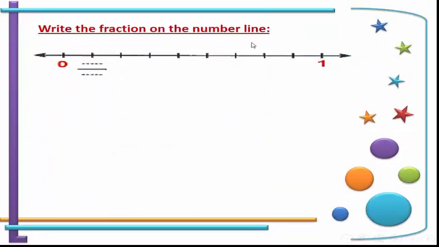Write the fraction on the number line. First, to write any fraction, we will look at the total. How many equal parts do I have? 1, 2, 3, 4, 5, 6, 7, 8, 9. So the total, we write it as the bottom number. So we will write it here, 9. Okay? And this, after 0, 1. It's 1 over 9. Okay? We have 1 part from 9 parts. So 1 over 9.